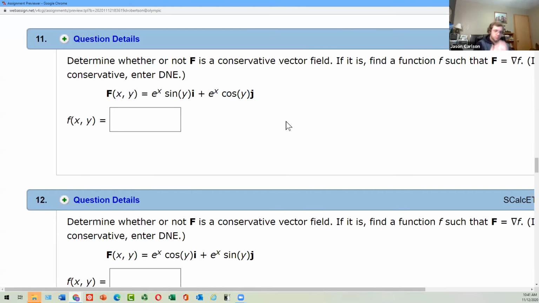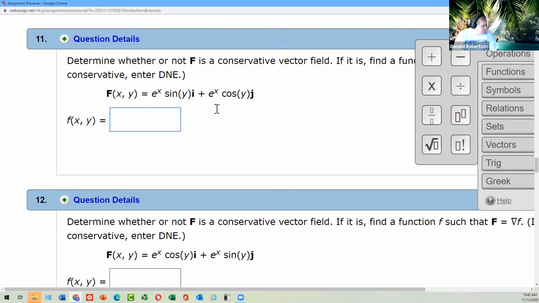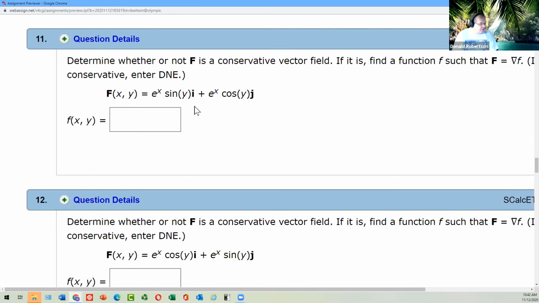Yes. Correct. If you differentiate this first piece, which basically is your P, with respect to y, don't you get e to the x cosine y? And if you differentiate this with respect to x, don't you also get e to the x cosine y? And that's all they want to know. Well, that part. And then don't you just find the potential function little f the usual way?